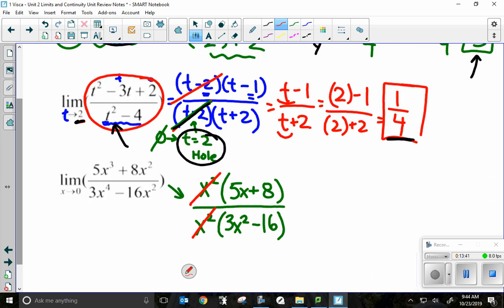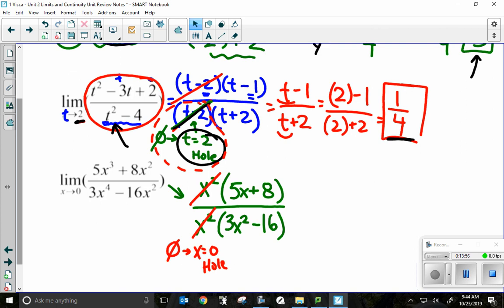Remember, since I canceled something, x equals 0 would have made it undefined, right? But since it's gone, I canceled it. In my graph, there's going to be a hole there. All right? So now we got this to work with. This is nice. Now we're just working with this.